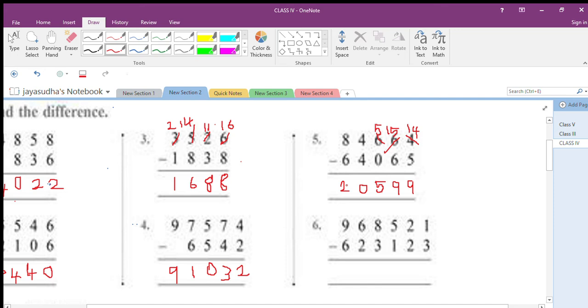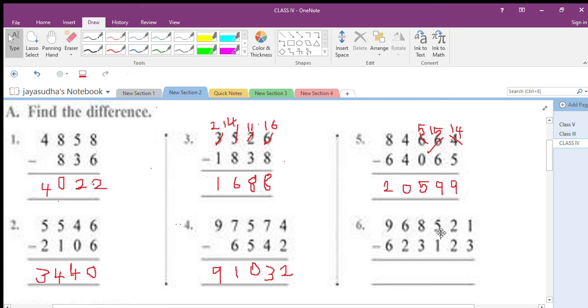Okay children, the sixth sum is a homework. The sixth sum will be a homework. Okay children.